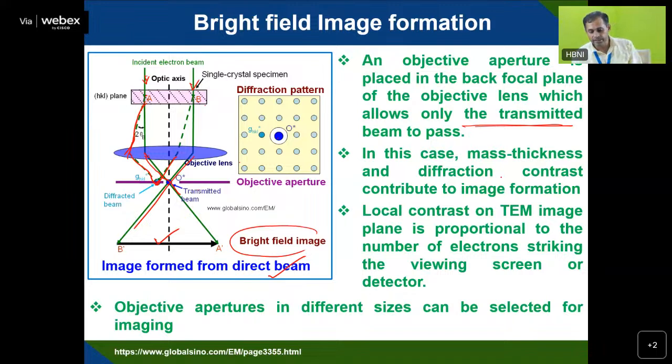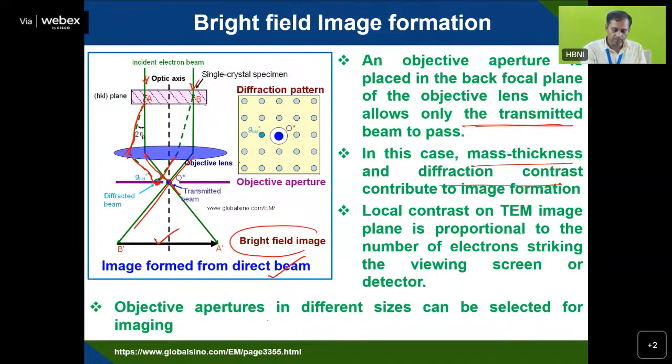and only the direct beam is transmitted. In this case, both mass thickness and diffraction contrast contribute to the image, and the local contrast on the TEM image plane is proportional to the number of electrons striking the detector screen. Whatever electron beam is transmitted from that particular sample, depending on the mass thickness, strikes the detector, and depending upon the intensity of the electron beam, the number of electrons, you are able to see the image on the screen. Objective apertures of different sizes can be selected to get different images.